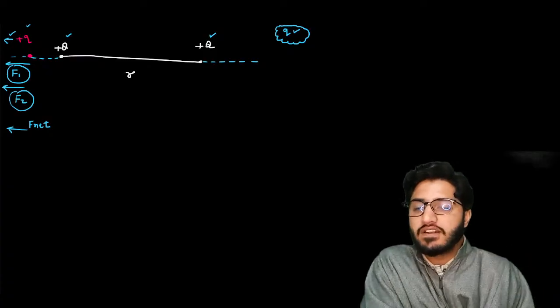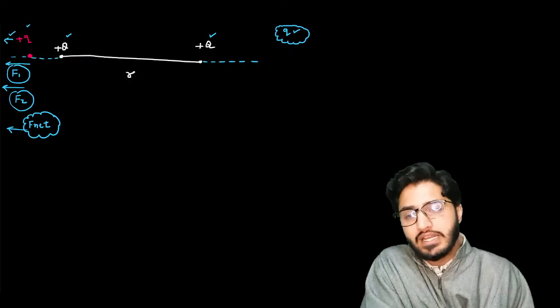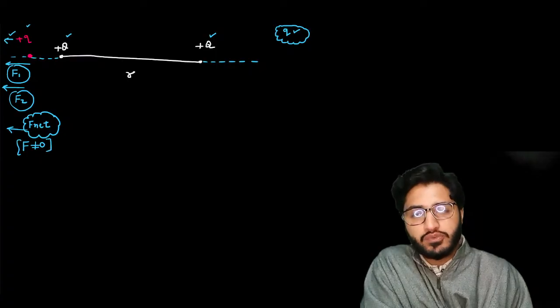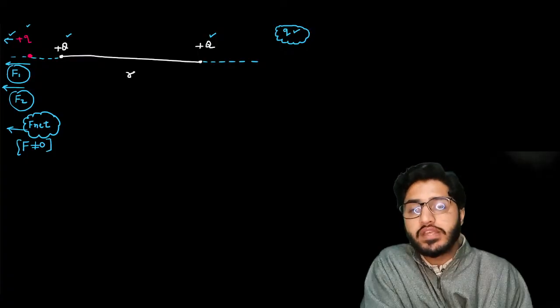So it will feel a force. Now it will feel a net force in leftward direction. So here my force is not equal to zero. So this shows that at this particular position left of the Q, there won't be any position where my F net is zero. So no equilibrium in the left side.